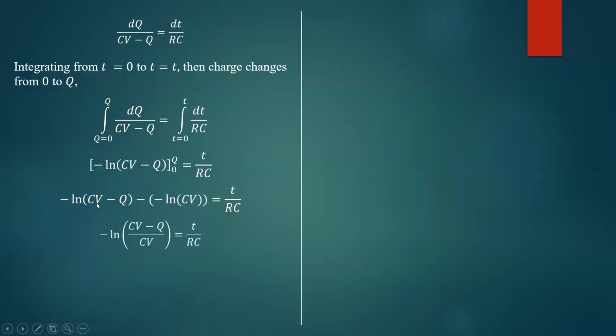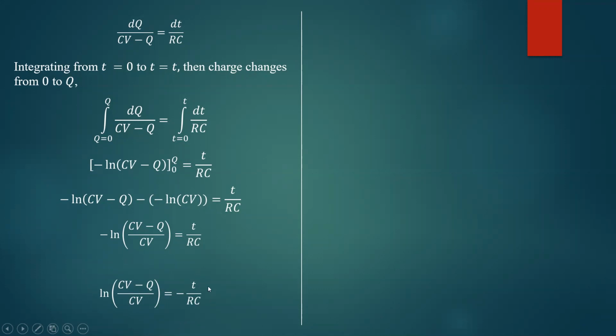So this is of the form ln of m minus ln of n. Ln of m minus ln of n, it is ln of m by n. So I can write this as minus ln of CV minus q divided by CV. Okay, this CV minus q divided by CV is equal to t by RC. Now take this negative sign to the other side. You will get ln of CV minus q divided by CV is equal to minus t by RC.